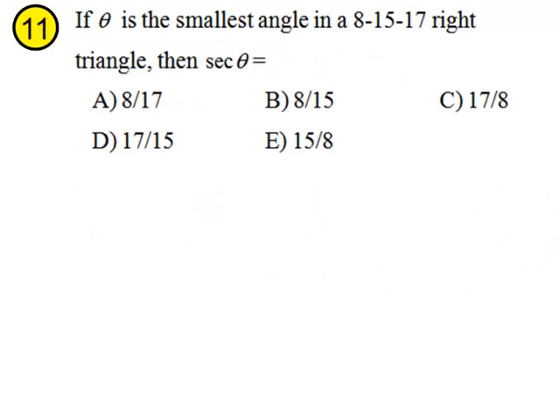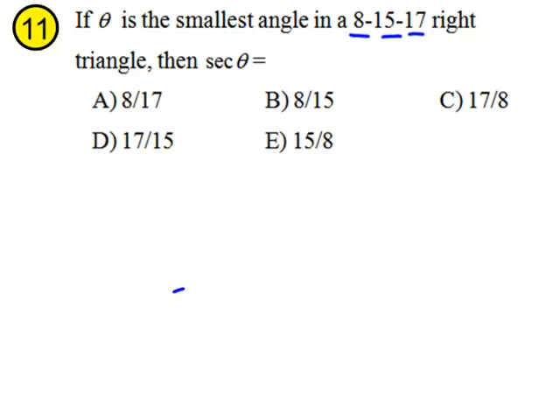All right, question 11. If theta is the smallest angle in an 8, 15, 17 right triangle, then secant of theta equals what? I don't really see any indication here that we're working on an xy plane. If you want to draw the x and y axes and work off of the xy plane, you may, but I don't see a necessity in doing that. So let's just draw some right triangle. I'll go ahead and tell you these do form a Pythagorean triple. You can verify that 8 squared plus 15 squared does equal 17 squared. Or you can just take me at my word. I'm not trying to fool you in that manner on this test.